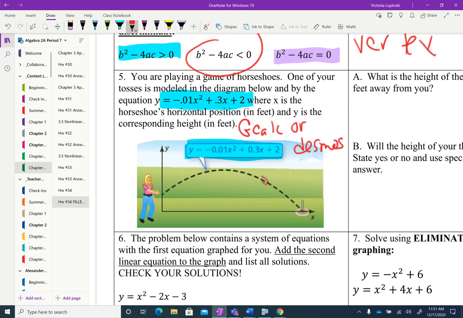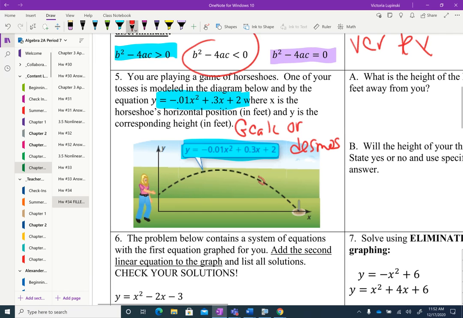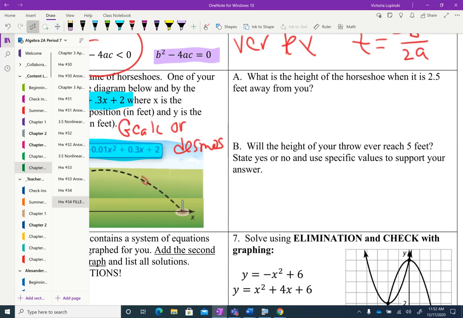For tomorrow, there might be some that say use a graphing utility, in which case you can take a picture of your graphing calculator, or you can sketch it, or you can show your Desmos snippet, or if it just says solve using any method, you can do the algebra. So the questions are, what is the height of the horseshoe when it is 2.5 feet away from you? And then will the height of your throw ever reach 5 feet?